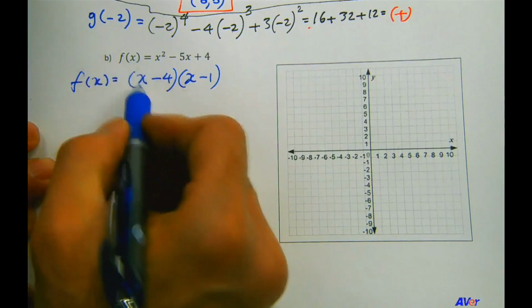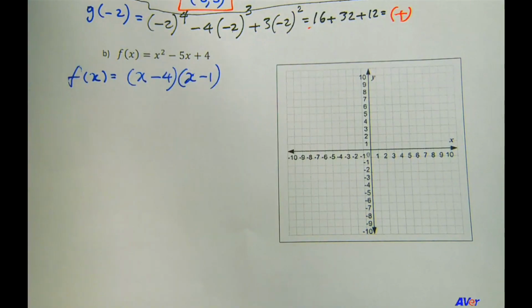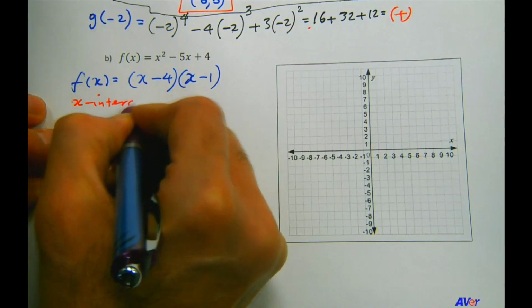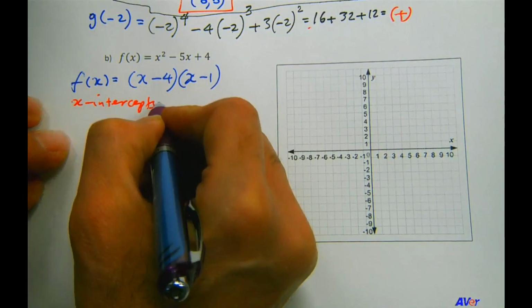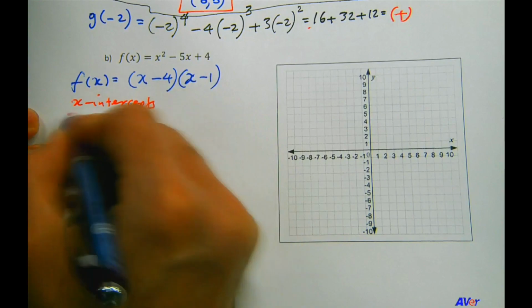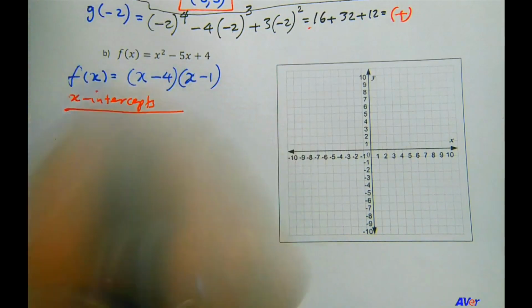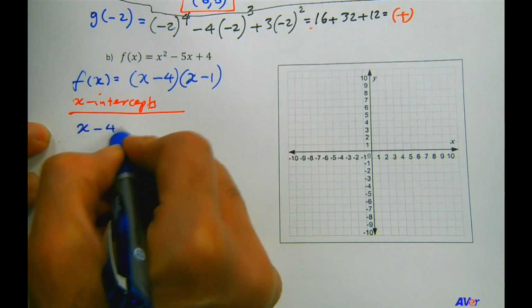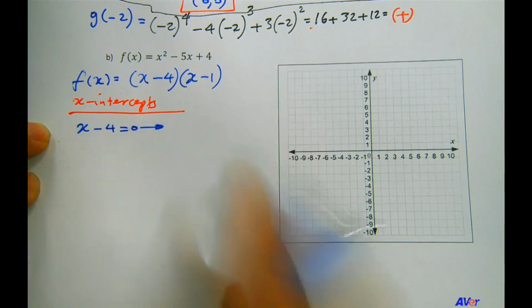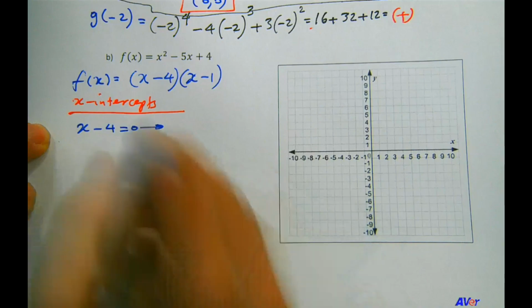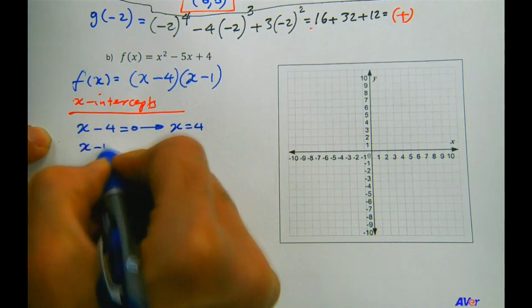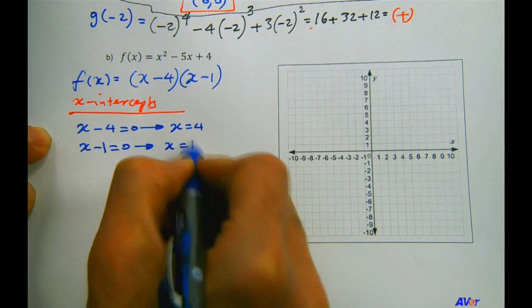Now, let's find the x-intercepts and the y-intercepts. The x-intercepts are also zeros of the polynomial, right? So x minus 4 equals 0, then we have x equals 4. Then for x minus 1 equals 0, we have x equals 1. So those are the zeros.